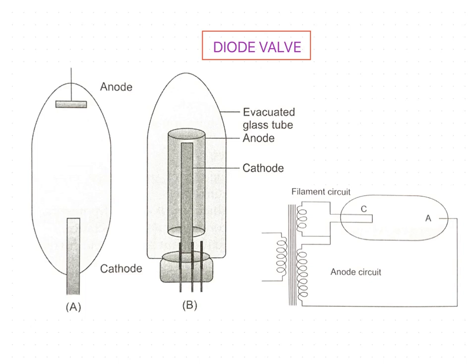Dear students, welcome back. In the previous session, we discussed a device called a capacitor or condenser. Now, in this session, we are going to discuss other electronic devices, that is, thermionic valves. Normally, a valve is a device which transmits the flow in one direction only.